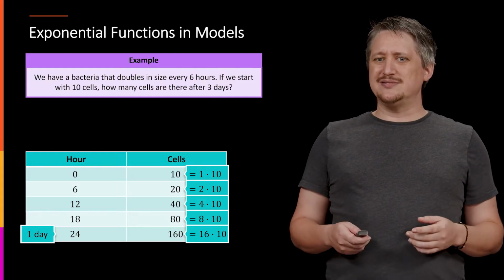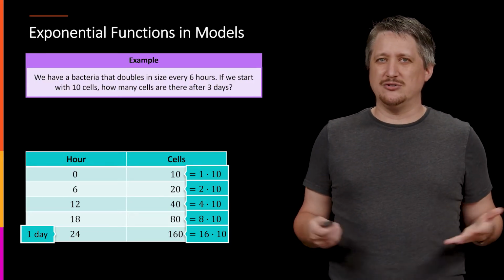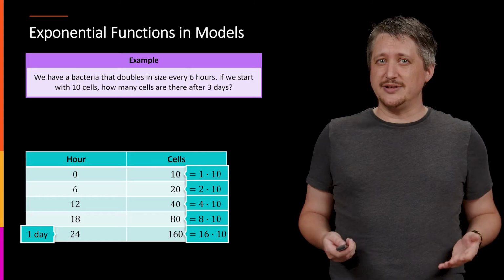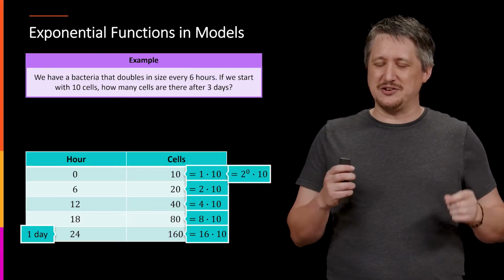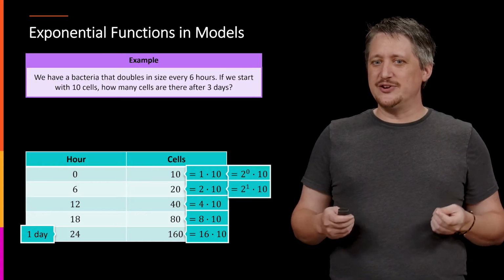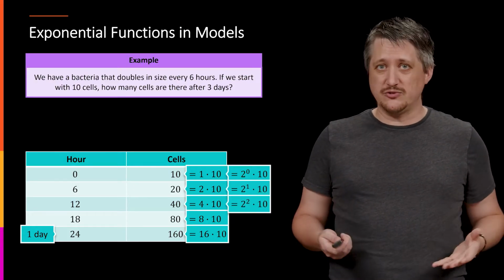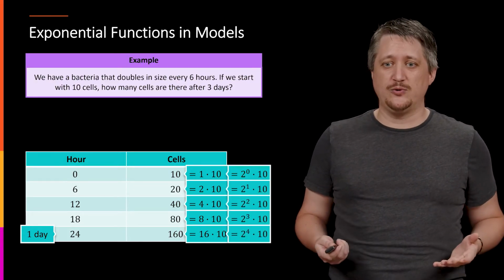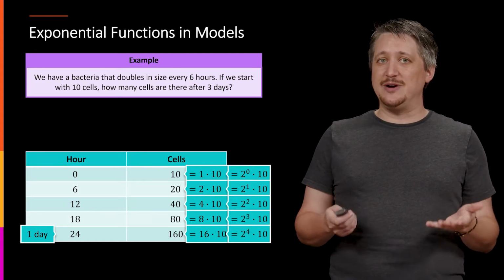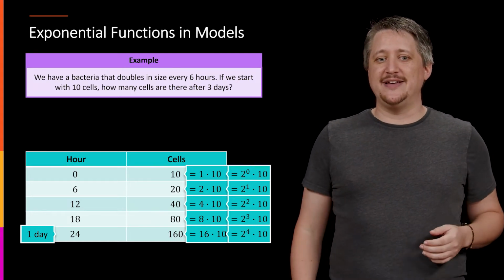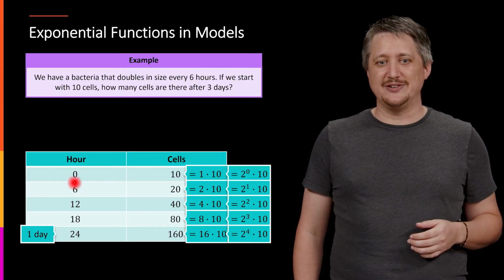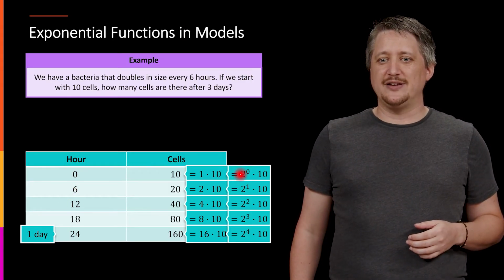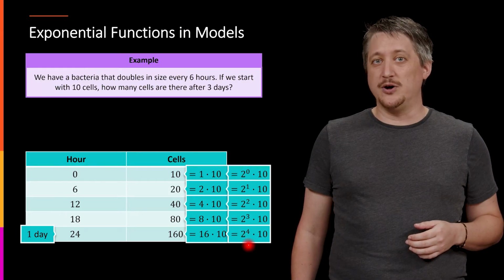But when I look at that, I'm like, these are all powers of 2, right? Like 1 is 2 to the 0. That one might throw me for a minute until I figure it out. But 1 is 2 to the 0, 2 is 2 to the 1, 4 is 2 squared, 8 is 2 cubed, 16 is 2 to the 4th. Now I have my pattern. Every time I do a doubling, whatever that is, every 6 hours, I have this power go up by 1.